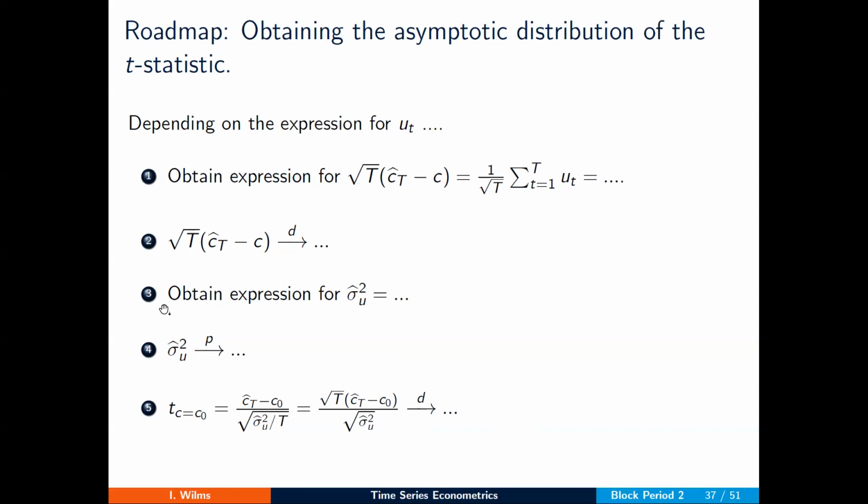Then we continue with the denominator. Again, we start by writing out what the denominator is, namely the variance of the residuals, and we derive its corresponding probability limit. In a last step, we can then put all the pieces for the numerator and the denominator together and rely on the continuous mapping theorem to derive the asymptotic distribution of the test statistic.